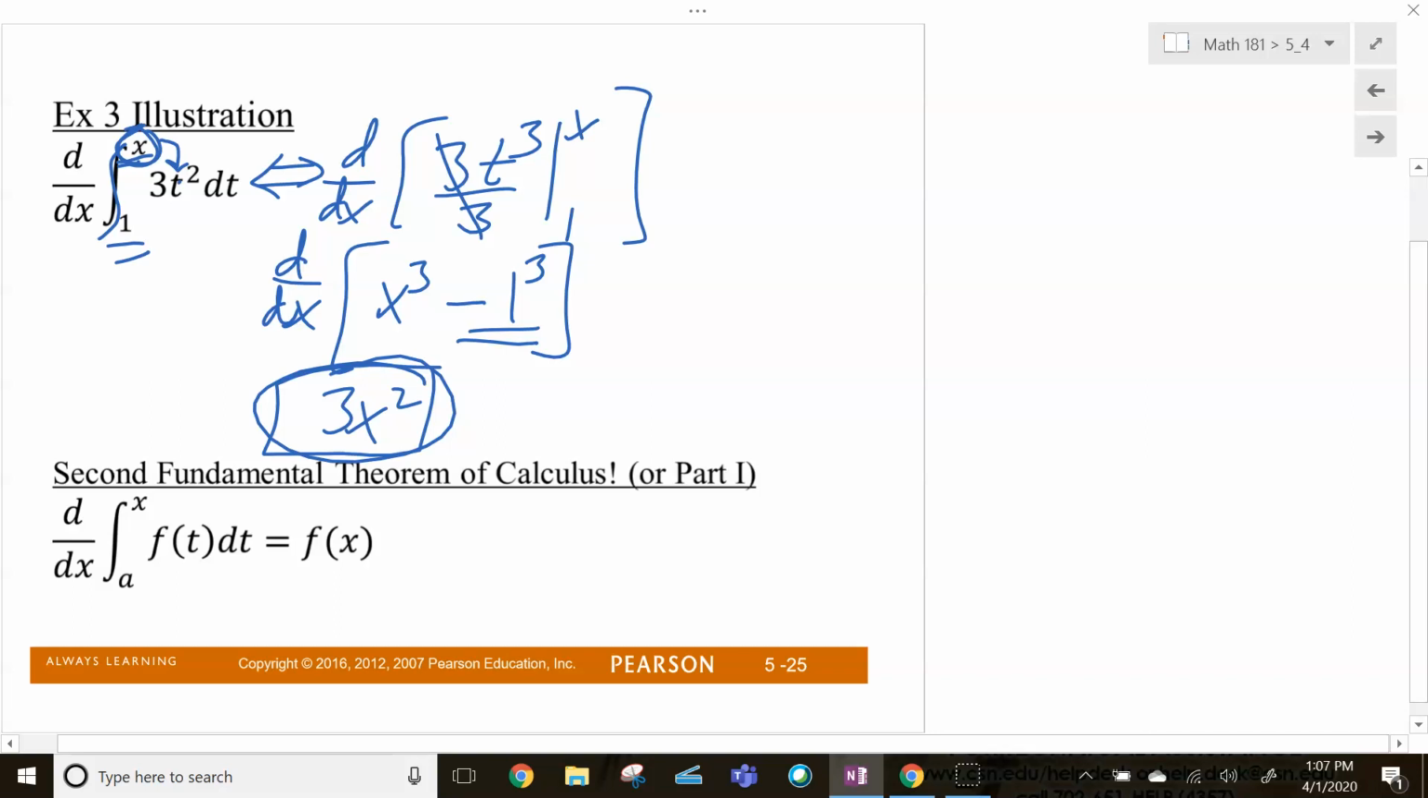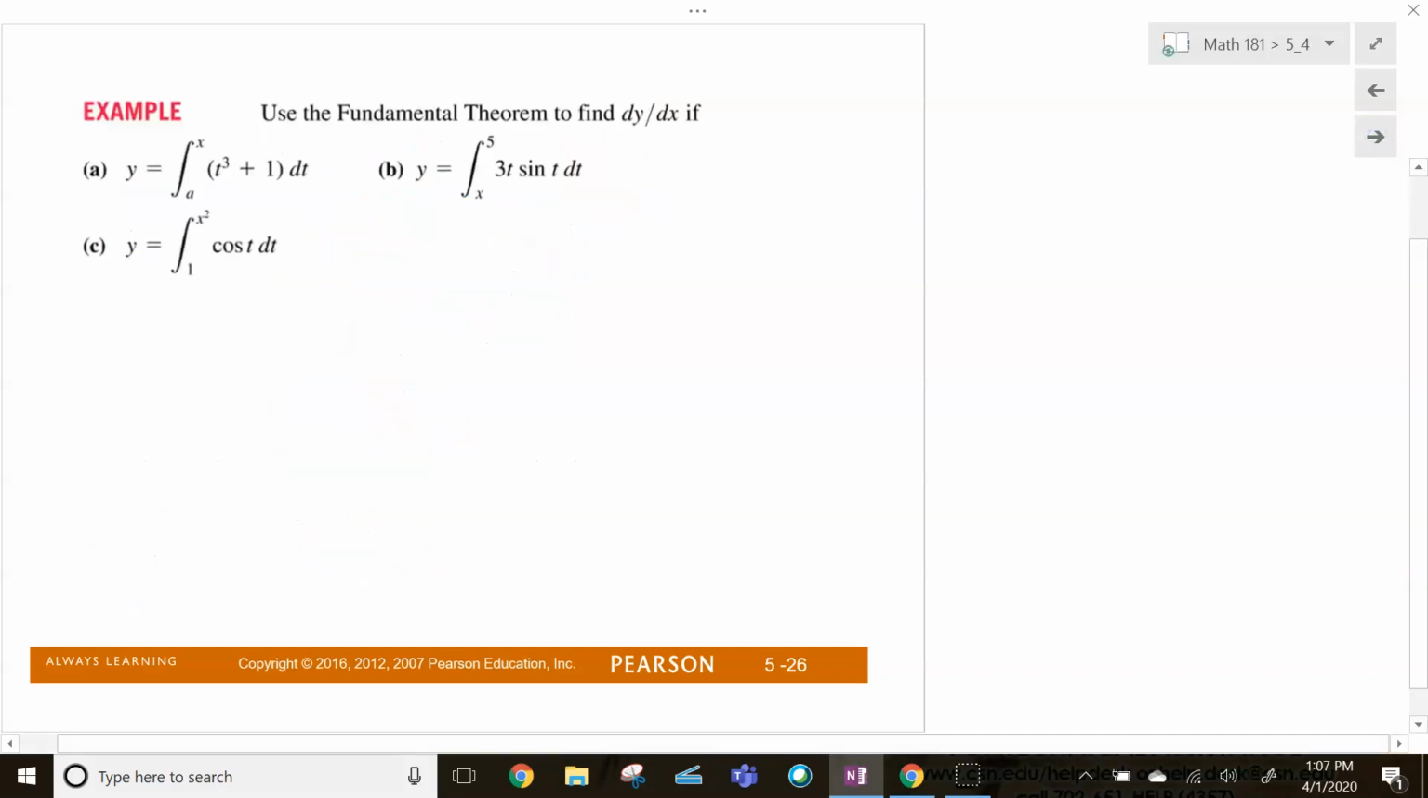Okay, that's the second fundamental theorem of calculus. It's just saying if I take a derivative, going from constant to x, the x goes in, so they undo each other, just leaves you with f of x. Okay, so here's a few examples. Use the fundamental theorem to find dy dx.